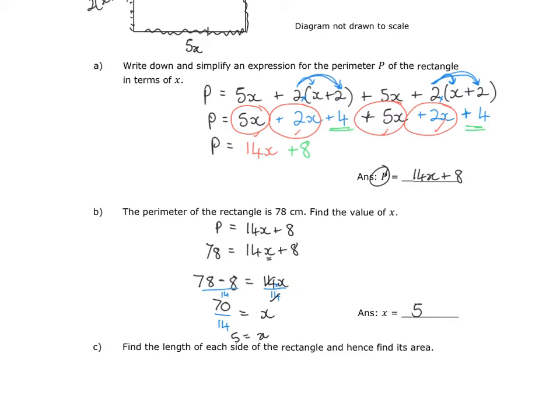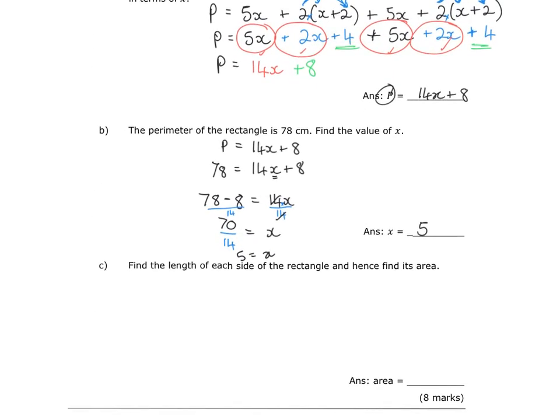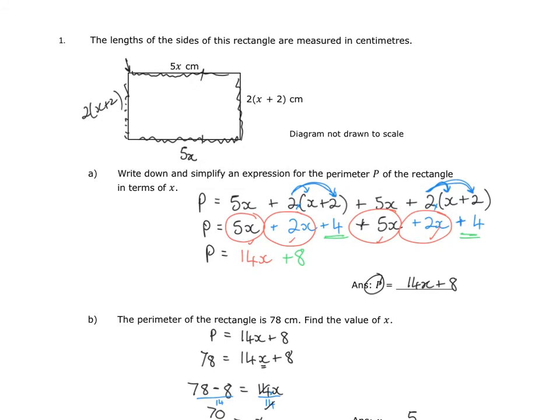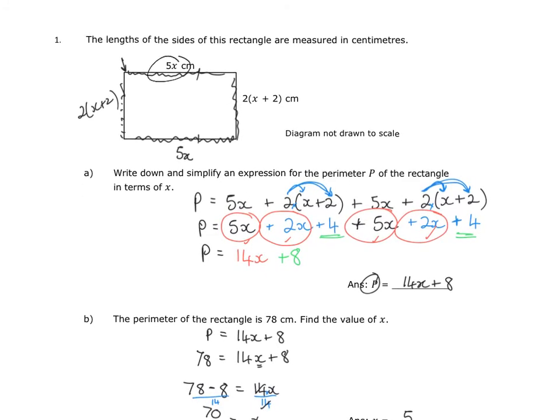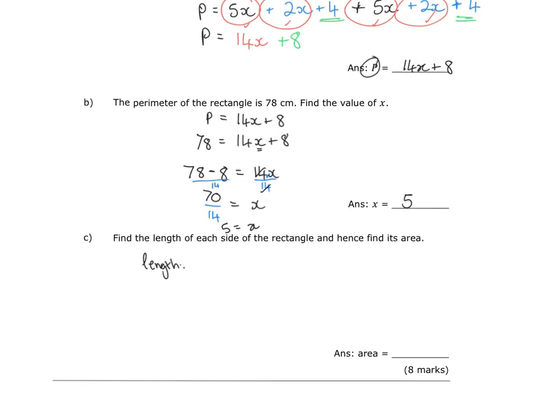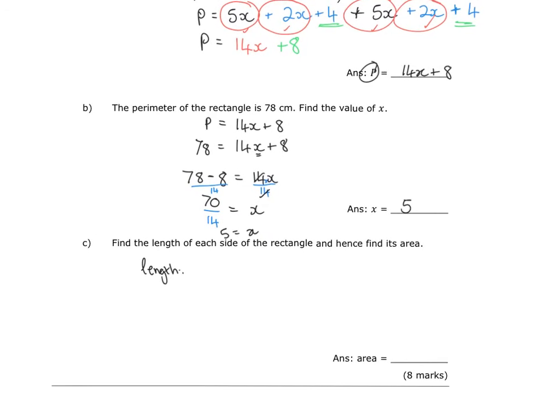Next question. Find the length of each side of the rectangle and hence find its area. The length of each side. So let's start with the length, the horizontal length. And the horizontal length is 5x, okay? So 5x, and we found out that x is 5. So 5 times x, and x is 5 in this case, multiplied together, okay? You can put it in a bracket. So the length is 5 times 5, 25 centimeters.